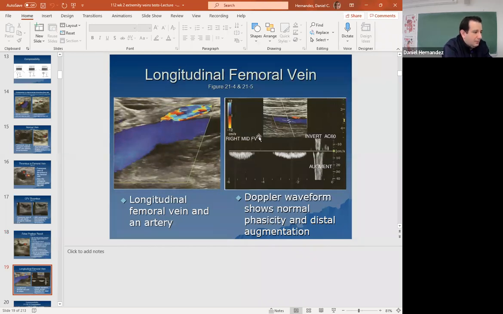So this is an image now for a longitudinal femoral vein, showing nice phasic respiratory variation. So you have nice phasicity of that waveform. Good augmentation. So this is our distal augmentation. So this is a nice, normal, healthy waveform within a vessel.